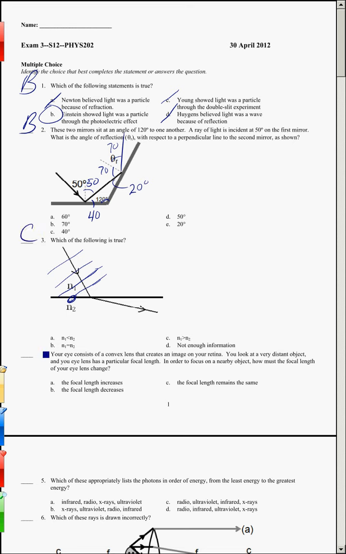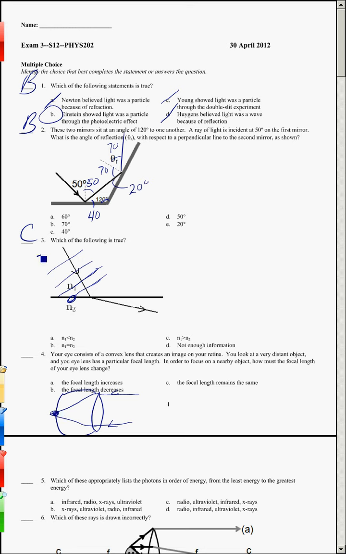Your eye consists of a convex lens that creates an image on your retina. You look at a very distant object. Your eye has a particular focal length. In order to focus on a nearby object, how must the focal length of your eye change? So this is your eye. It's a lens. It focuses an image back here. If it's very distant, that means that the light rays are parallel. So they're going to focus at the focal point. So the focal point is the diameter of your eyeball.